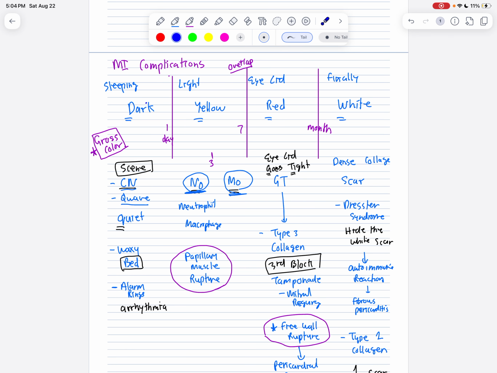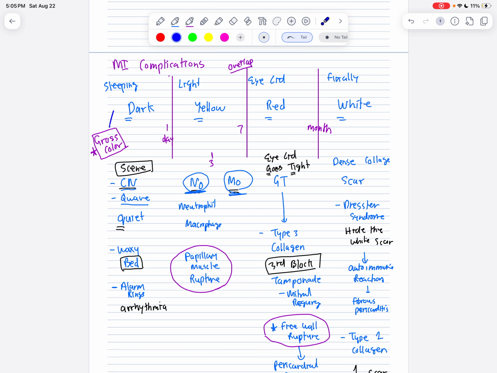So just divide this and draw it out: dark, yellow, red, and white. In between, draw 3 lines, and then put one day. This is going to be day 7, and this is going to be 1 month. That's it. So dark, yellow, red, white, 1 day, 7 days, 1 month. And just draw a 3 over here just to divide it. Okay. So let's talk about the first one.